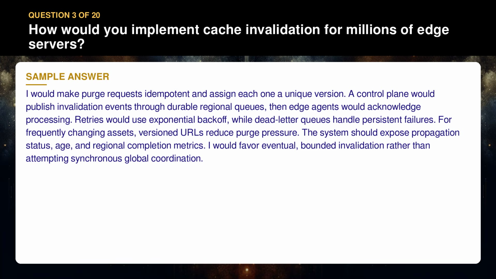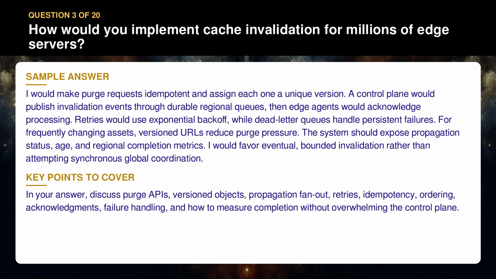The system should expose propagation status, age, and regional completion metrics. I would favor eventual, bounded invalidation rather than attempting synchronous global coordination. In your answer, discuss purge APIs, versioned objects, propagation fanout, retries, idempotency, ordering, acknowledgements, failure handling, and how to measure completion without overwhelming the control plane.